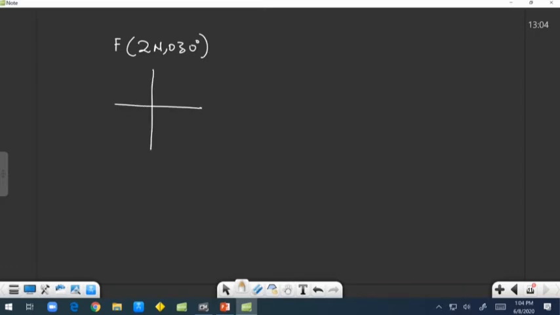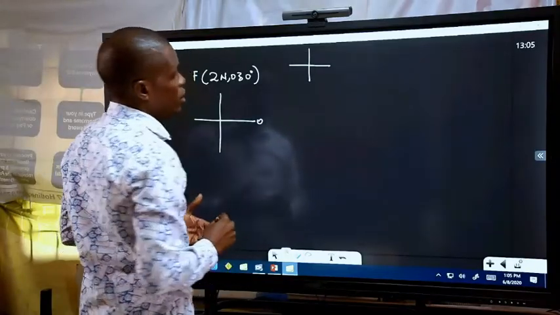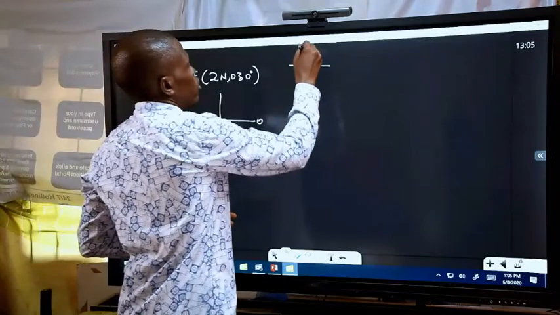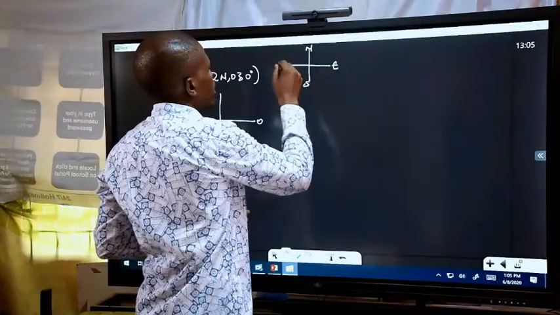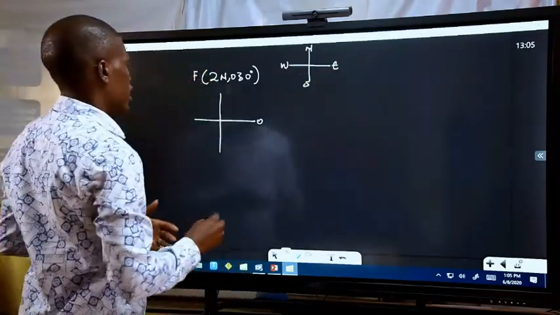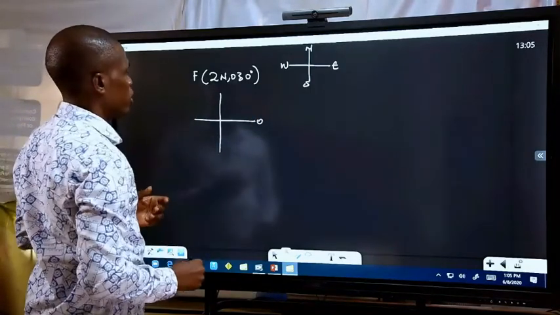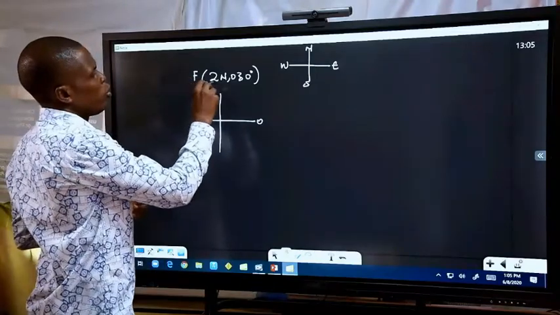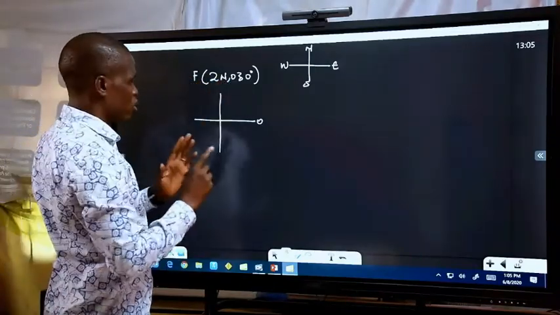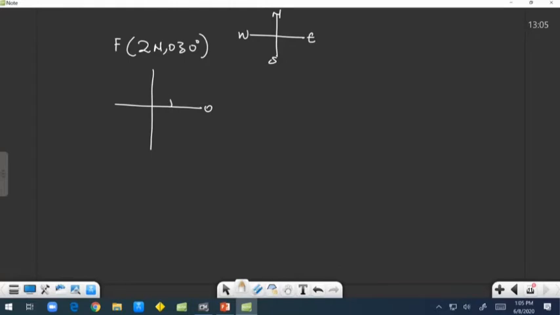To draw this, we consider this diagram. We're using this point as a reference point. If I consider the map or the directions, we can call this the north, south, east, and west. That is the 4 cardinal points. So if we consider the 4 cardinal points, we can use the east as the reference point. So to draw this F, 2 newtons 030 degrees direction, we measure from here 30 degrees and draw this. So this is the 2 newton force acting at this angle.